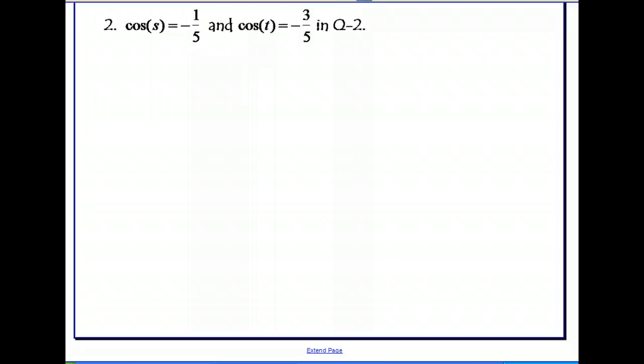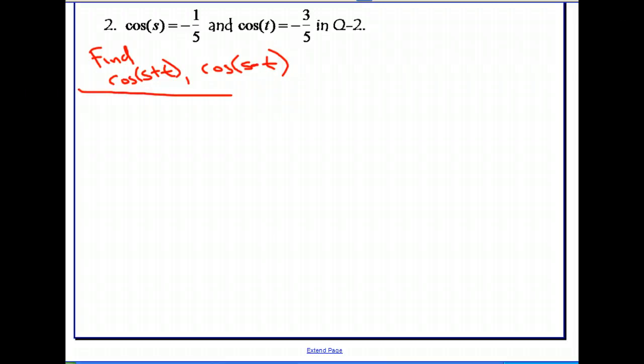Okay, let's try this one. Same question. They want to find the cosine of s plus t, and they want us to find the cosine of s minus t. That's the question that was written on the previous page, but it's the same question for this problem. All right, we know from a problem we just did, when they give me the cosine of s, which is negative 1/5, I want to find the sine of s.